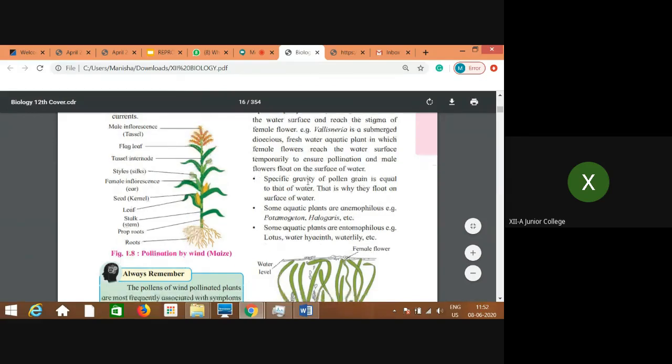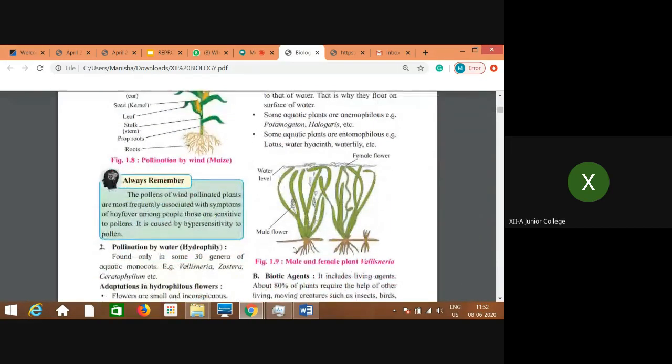And this is Vallisneria, where male and female plants are different. See, these are the male flowers. As they are lightweight, after maturation they float on the surface of the water. And here is the female plant. This is the branch where, temporarily, the stigma reaches the water surface to receive the pollen grains. So pollination takes place above the water surface. This is the example of epihydrophily. I hope you have understood.